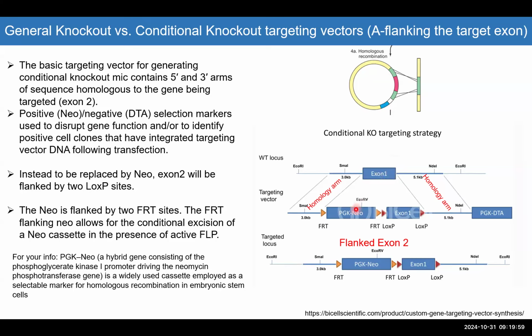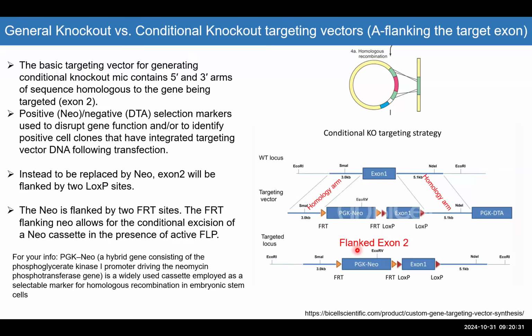But now, instead of having only the neomycin cassette, we have the neomycin cassette, and we have exon number 2. But around exon number 2, we added the LOXP sites. Okay? And around the neomycin cassette, in case in the future we think to remove it, we have the FRT.